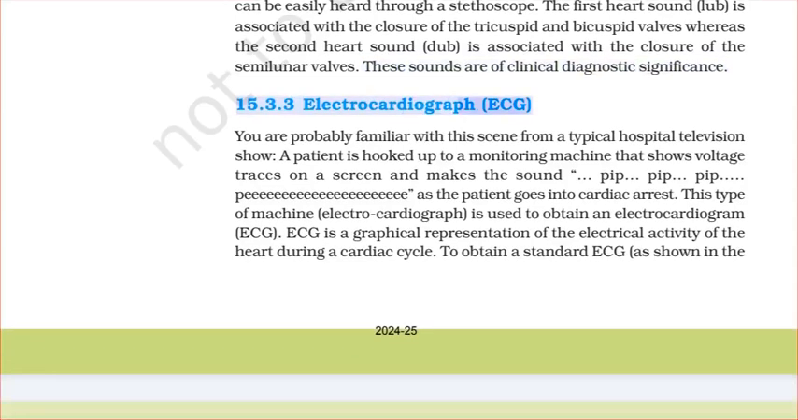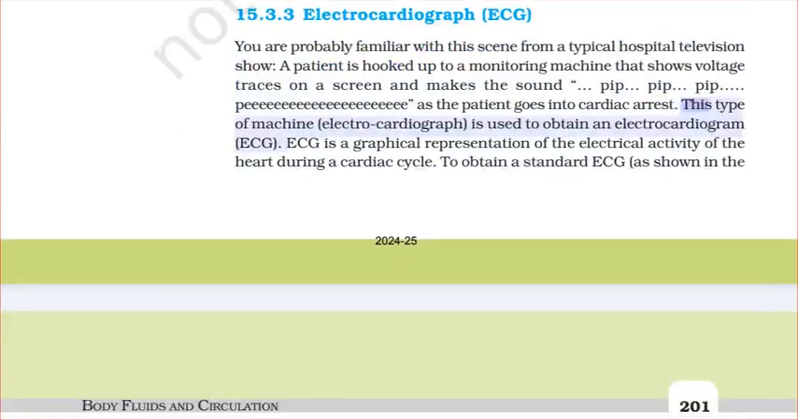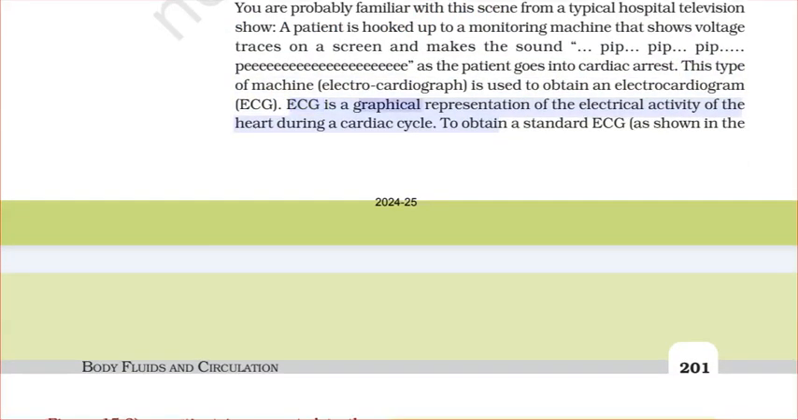Electrocardiograph, ECG. You are probably familiar with this scene from a typical hospital television show. A patient is hooked up to a monitoring machine that shows voltage traces on a screen and makes the sound peep, peep, peep, peep as the patient goes into cardiac arrest. This type of machine, electrocardiograph, is used to obtain an electrocardiogram, ECG. ECG is a graphical representation of the electrical activity of the heart during a cardiac cycle.